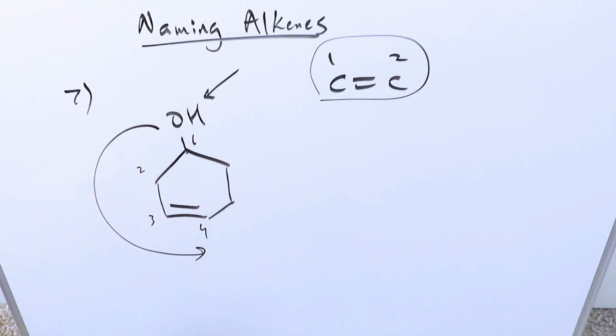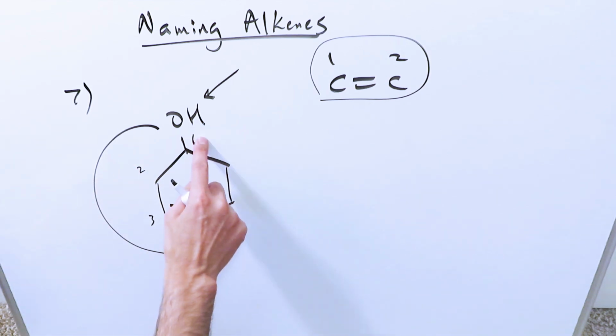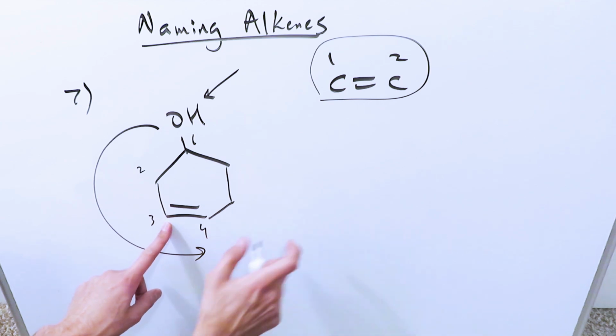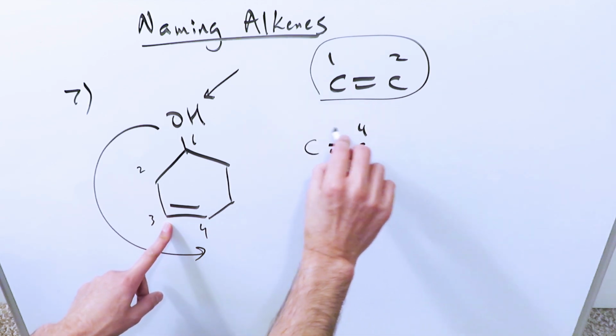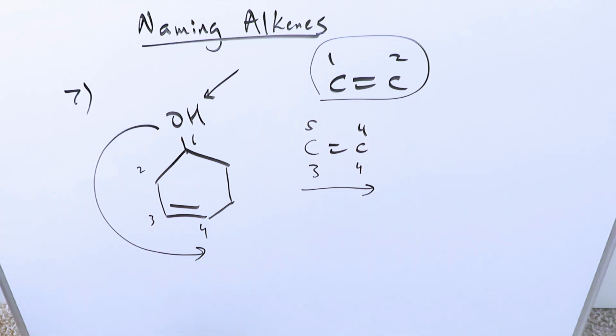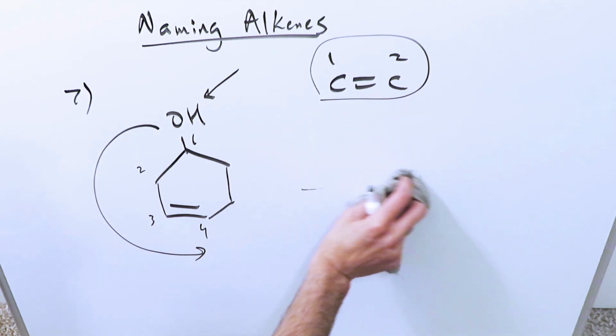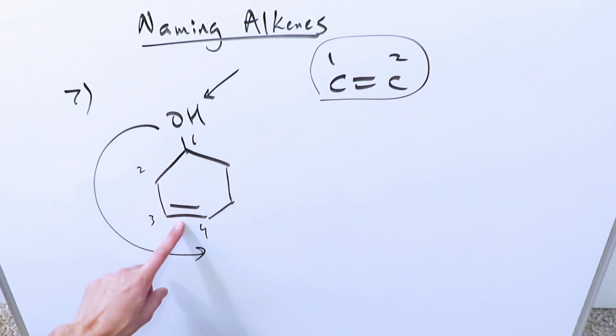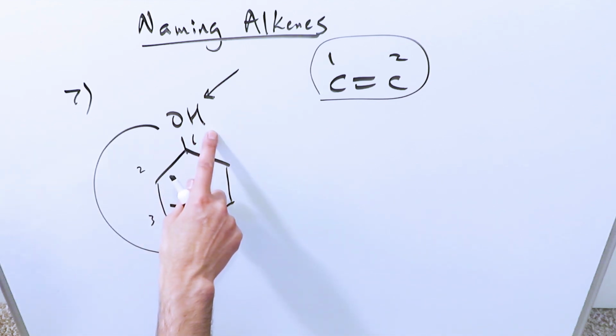1, 2, 3, 4. Now how do we name it? Because if you're doing 1, 2, 3, 4 the other way, your alkene carbons would have been 4 and 5. But now you're going this way, you're having 3 and 4. So this is a better way to name it and number it. And that's how we will do it. You have a cyclohexane, but it's a cyclohexene. And you have an alcohol on carbon 1.